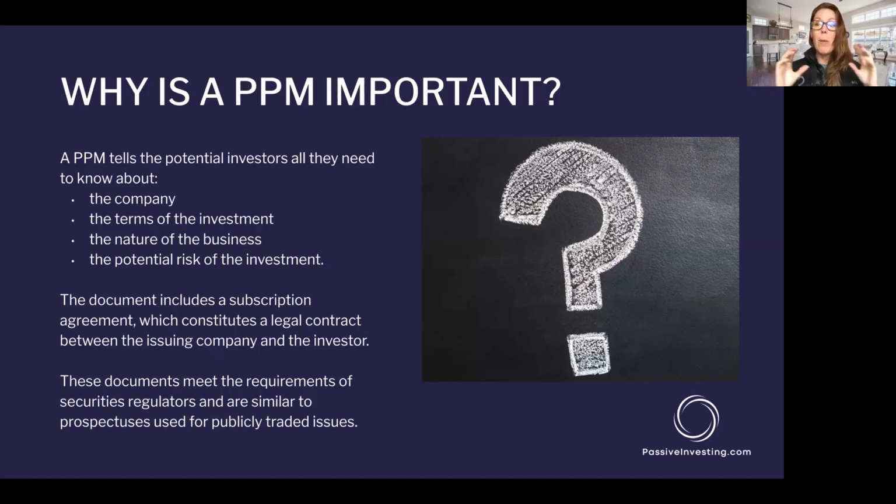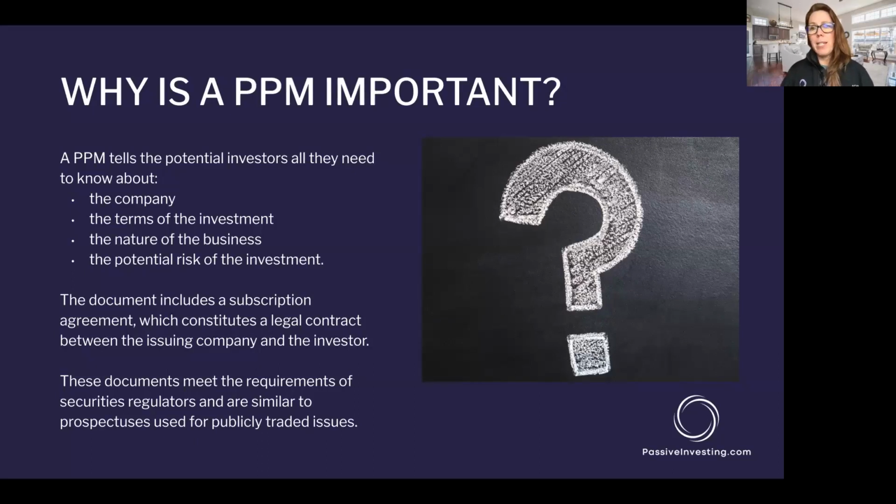The combination of these 3 documents, the subscription agreement, operating agreement, and private placement memorandum, are the 3 documents that meet the requirements of the Securities Exchange Commission regulators and are similar to what you would find in a prospectus for publicly traded stocks, bonds, mutual fund. Okay, publicly traded securities.